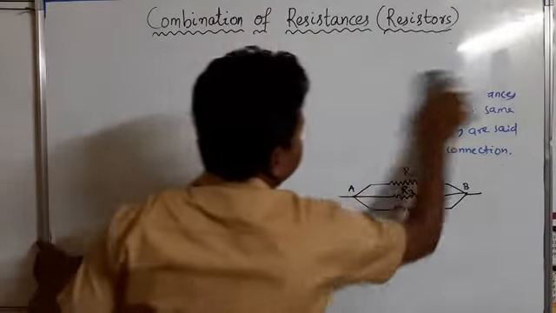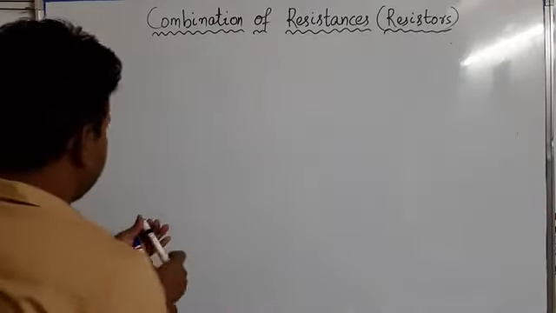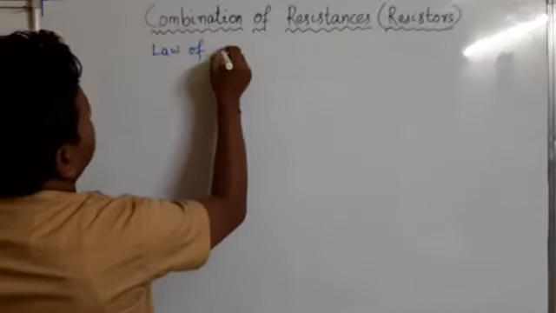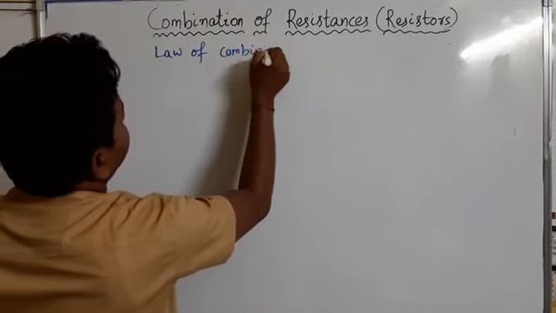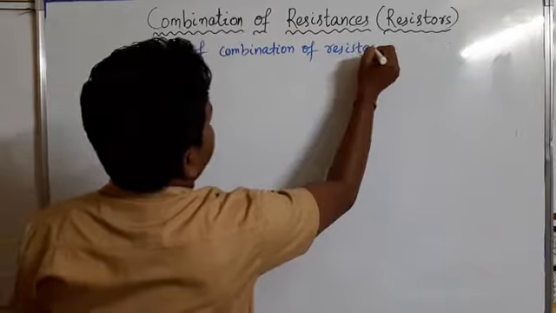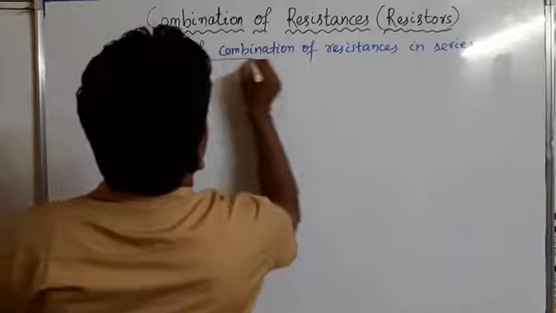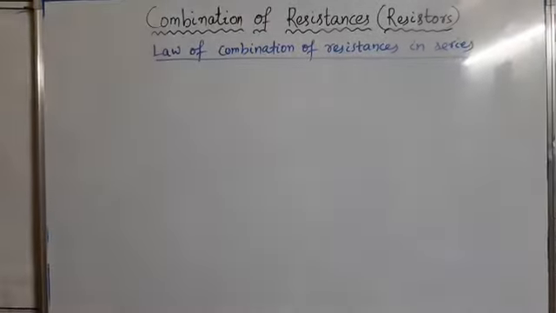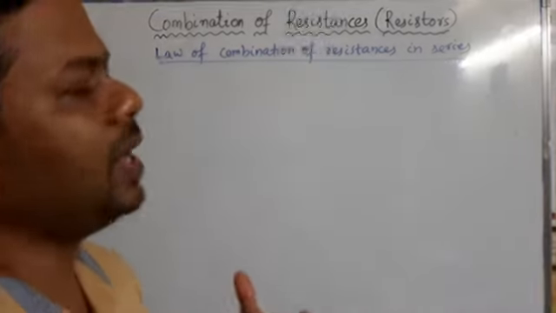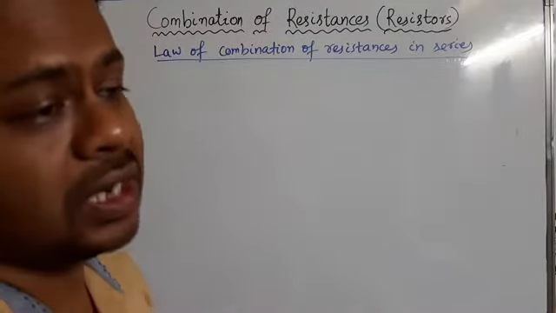So the next part we'll read, that is law of combination of resistances in series. So what is this law? It means by this law you can find out the total or the combined resistance of different resistances which are connected in series.